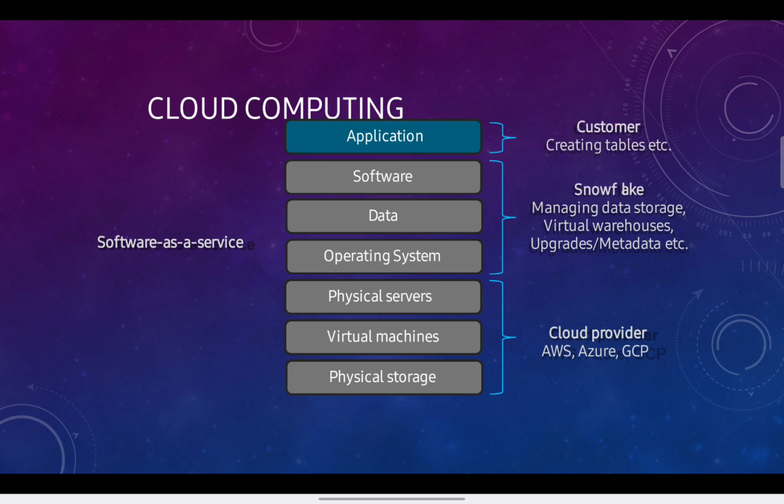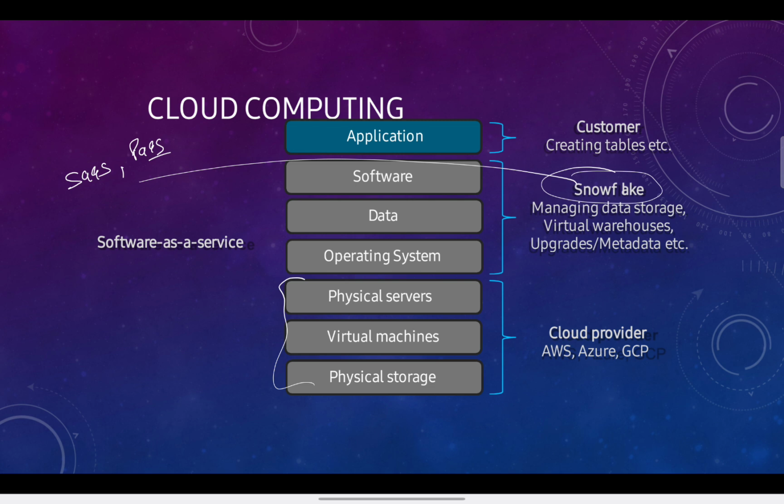Now, where does Snowflake fit? Snowflake is a unique blend of SaaS and PaaS. Like SaaS, you don't need to manage any servers, patches, and upgrades. I'm talking about this area.